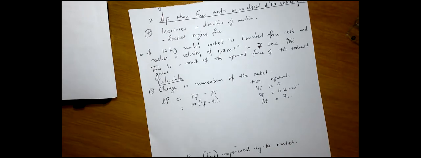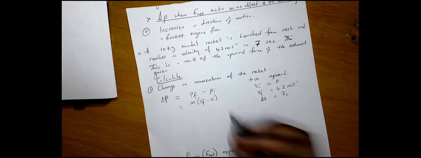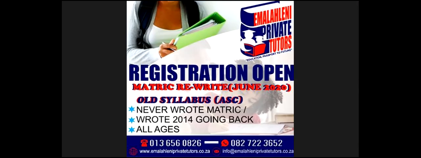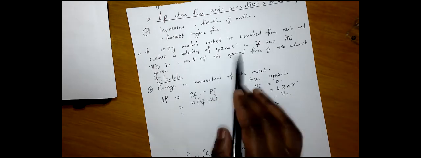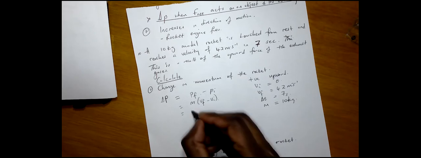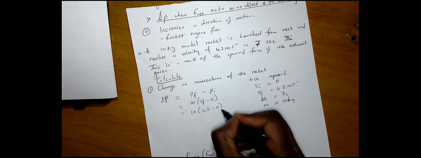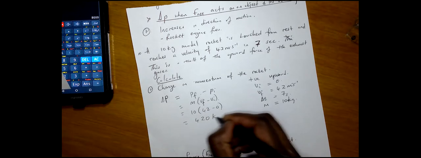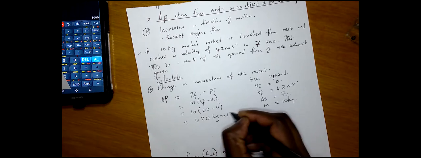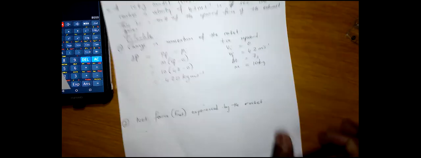Okay, so now let's use what is available to us here. It's going to be m. Our mass is 10 kg. That's a good thing because we don't need to convert anything. So v final is 42 minus 0, which equals 10 times 42, which is 420 kg meters per second. Okay, now let's go on to the next question.